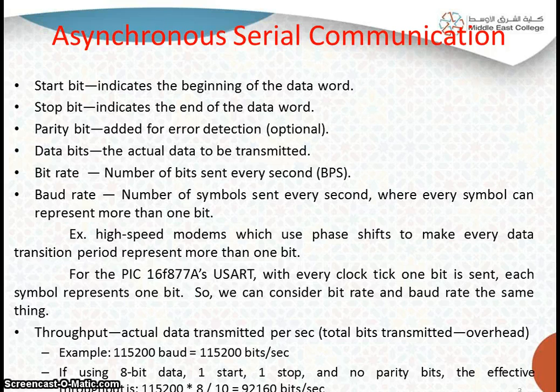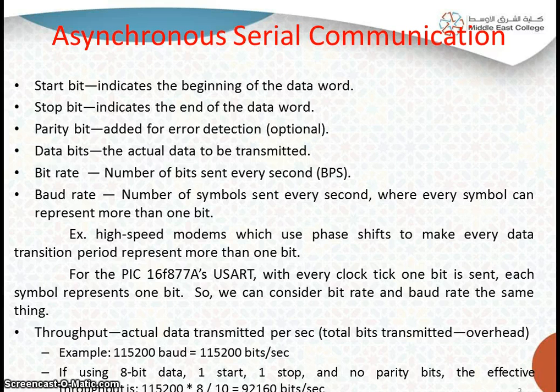For example, if we are sending multiple ones, for example 3 ones, we are going to transmit from the transmitter to the receiver. So it is a one symbol. That digit 1 is a one symbol, but there are multiple ones. So that is the difference between the bit rate and the baud rate. So in the PIC16F877A, with every clock tick, one bit is sent, which represents the one symbol. So in this case, we consider the bit rate and baud rate as the same concept.